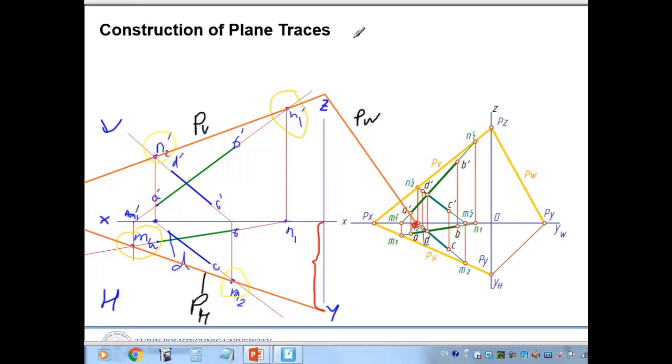Okay, so this is a way of generation or construction of plane traces when the plane is given by two intersecting lines. So using two intersecting lines, we create a plane, and that plane creates the traces when it cuts or intersects projection planes like the V plane, H plane and W plane. Okay.